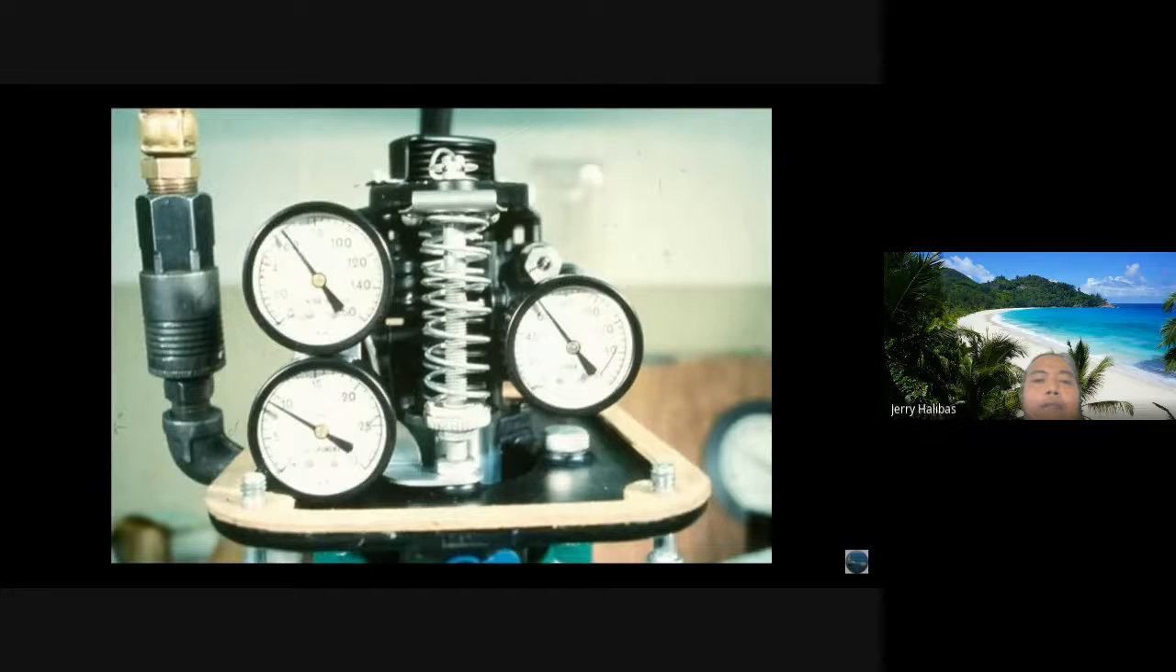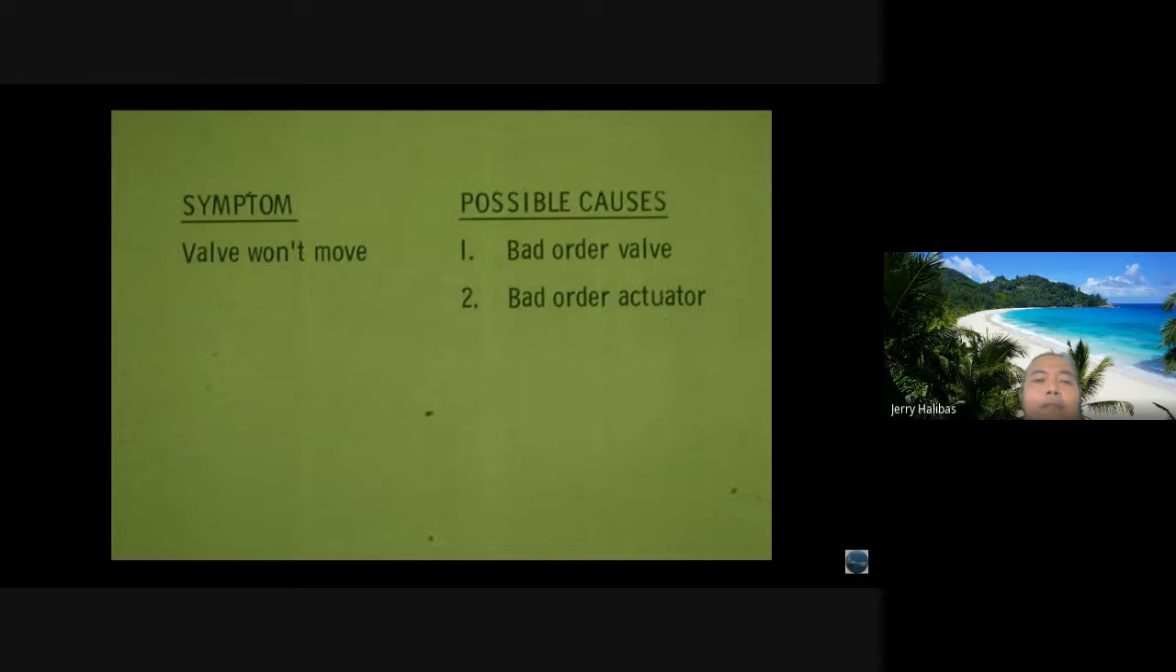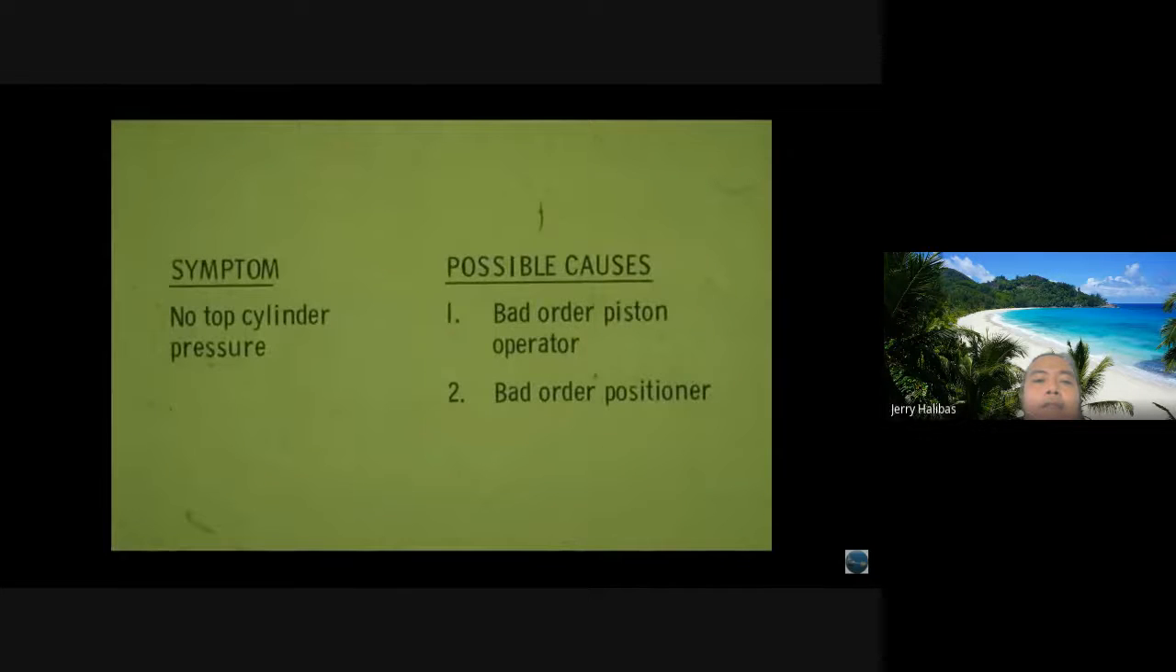Now, observe the top cylinder gauge. It indicates that the relay is now functioning properly. Let's review the technique we used to solve the problem. First, what was the problem or symptom? The problem was the valve won't move. The malfunction could be in the valve or the actuator. By observing the cylinder pressure gauges while we varied the input, we determined that the problem was in the actuator.